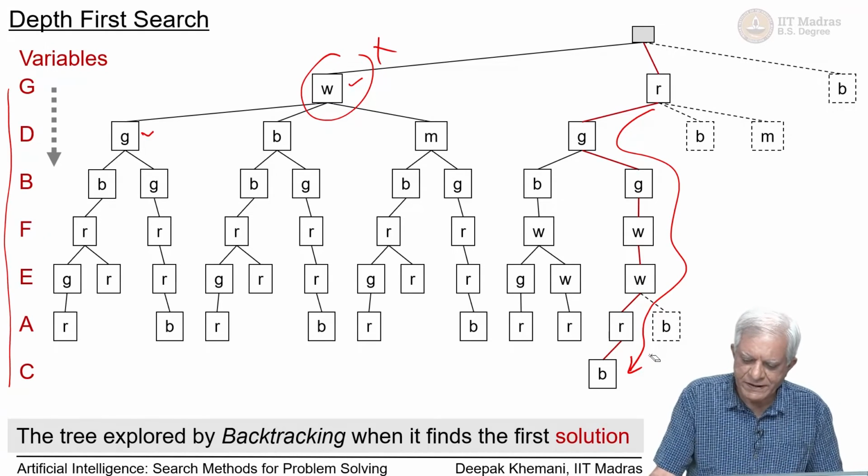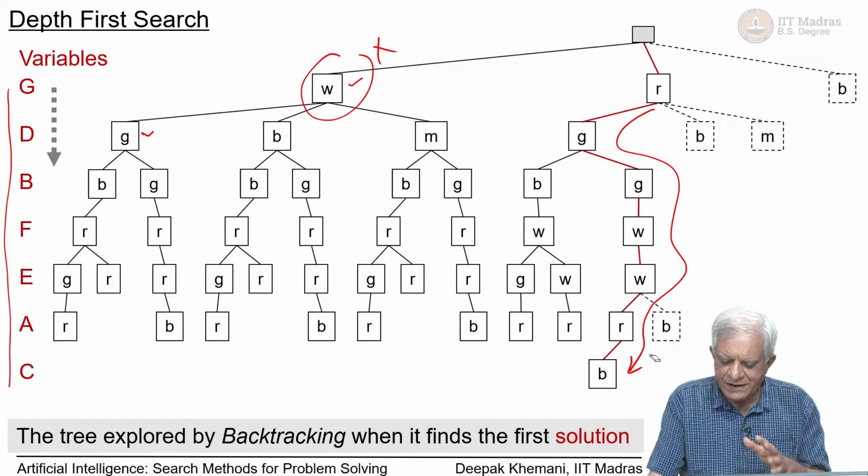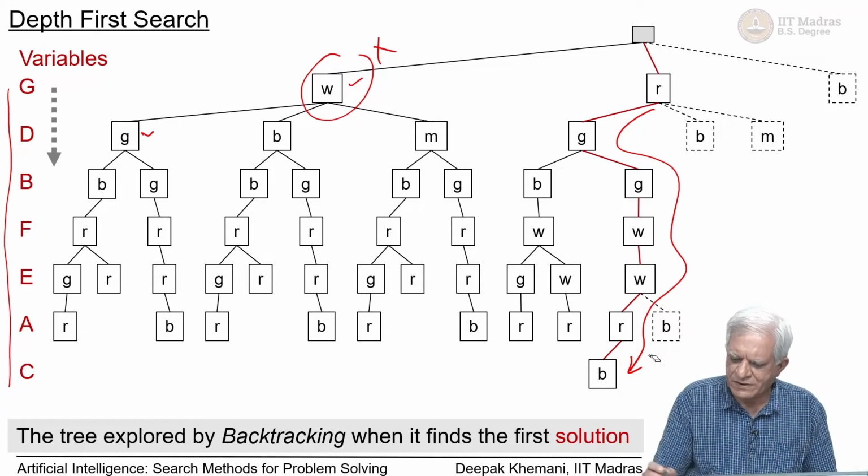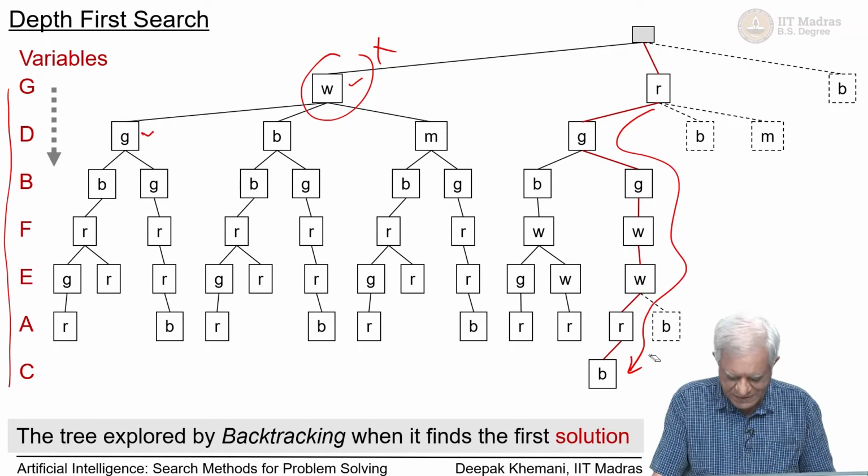So, this is the tree that is explored by the backtracking algorithm, which is basically depth first search. When it finds the first solution, there may be another solution which is on the right side of the tree, but this is what we have seen.